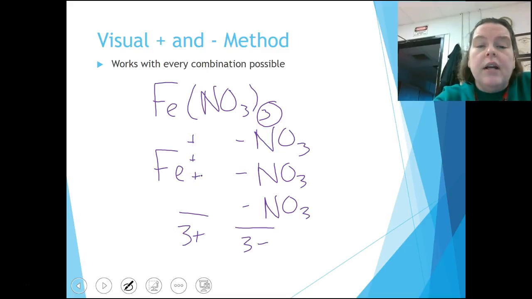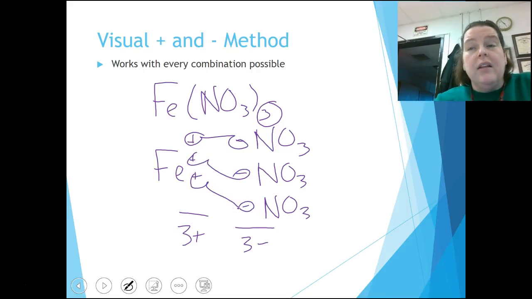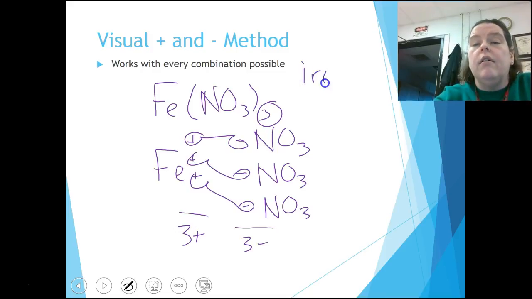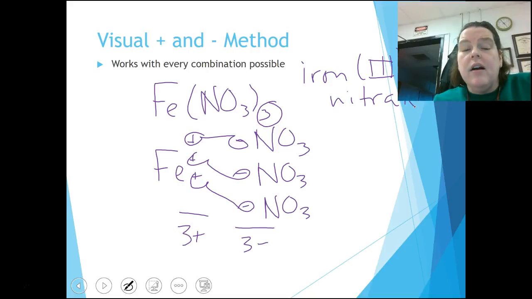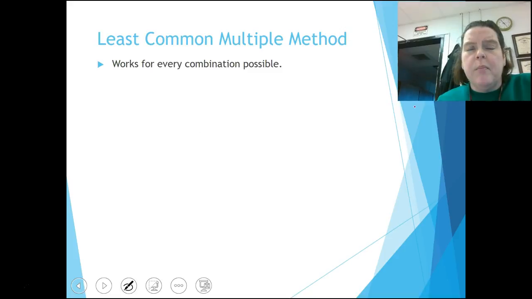I know this is right if it works because every loss is a gain, and it's working out. So I know that this is iron(III) nitrate. It's really important that I'm able to do that and work backwards from the formula or even from the name and be able to find the ions. So that's really important.